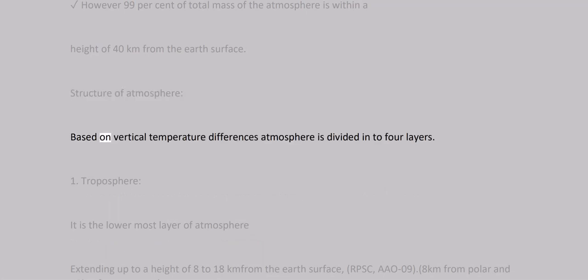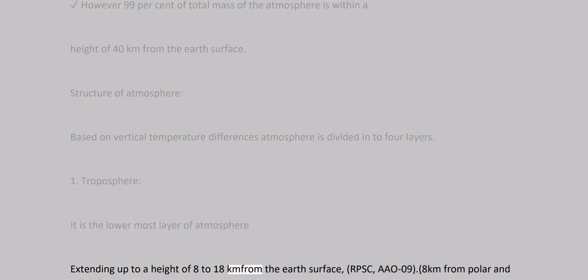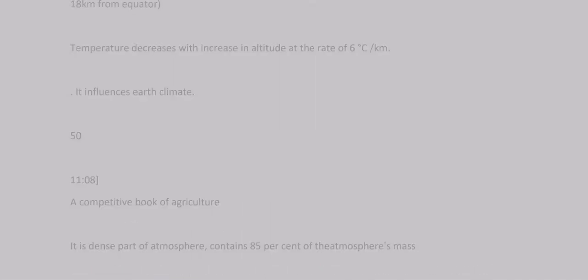Structure of atmosphere, based on vertical temperature differences. Atmosphere is divided into 4 layers. 1. Troposphere. It is the lowermost layer of atmosphere extending up to a height of 8 to 18 km from the Earth's surface: 8 km from the poles and 18 km from the equator. Temperature decreases with increase in altitude at the rate of 6 degrees Celsius per kilometer. It influences Earth's climate. It is the dense part of atmosphere, containing 85% of the atmosphere's mass.